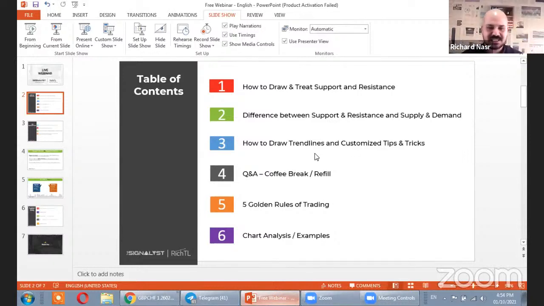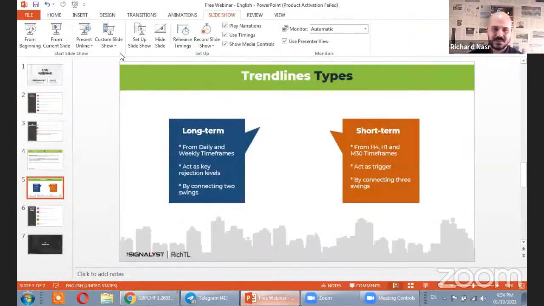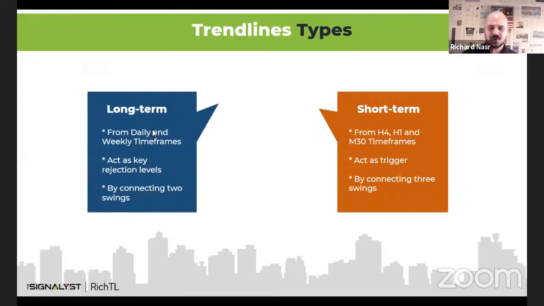So the trend lines and customized tips and strategies. Okay, so first of all, we've got two types of trend lines, and I've put them in this table. Here we go. So we've got long-term trend lines, and we take an example about it, which are from daily and weekly time frames that we saw just previously with this example.